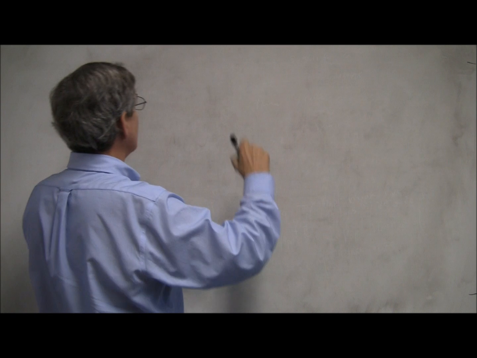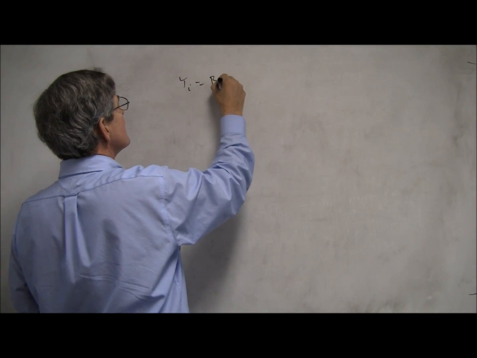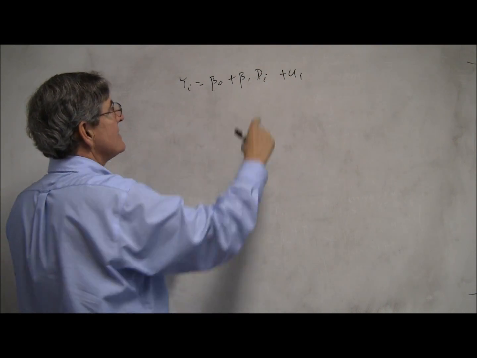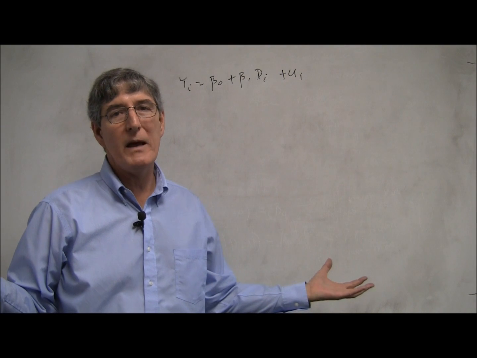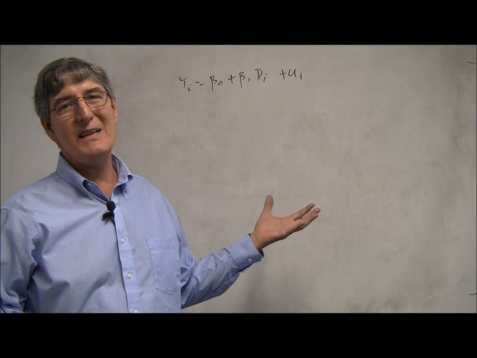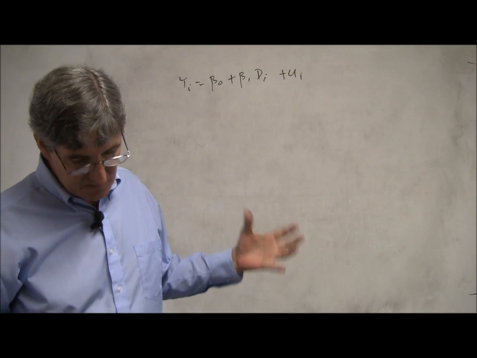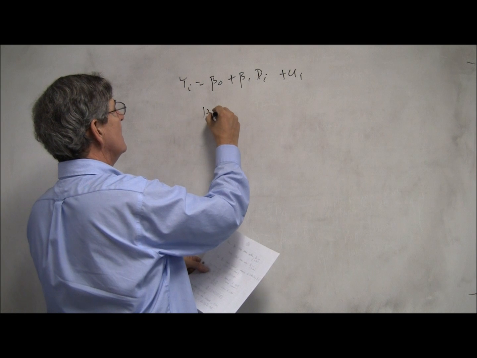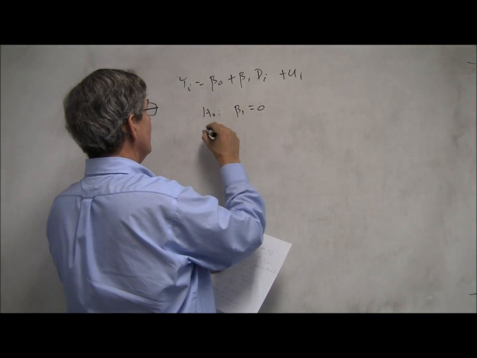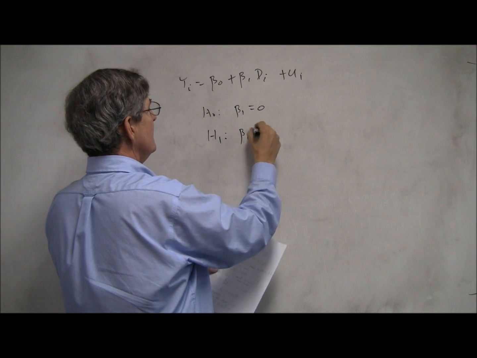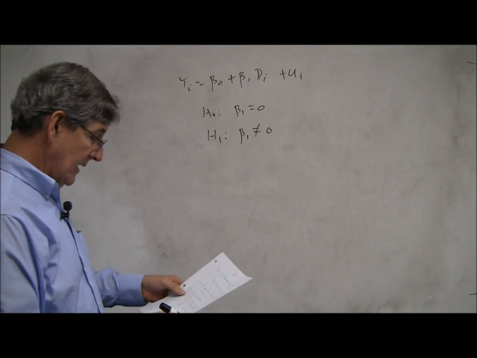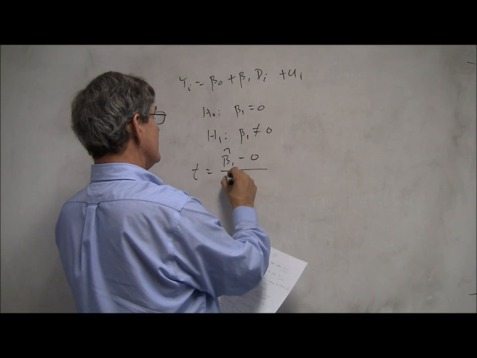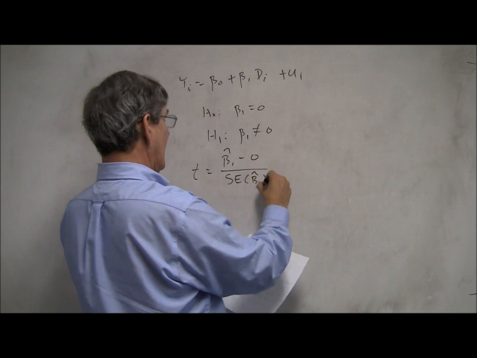So to estimate this model, Y_i is beta 0 plus beta 1 D_i plus u_i, you just treat D_i like X_i. All the same formula for beta 1 hat works, same formula for t's work, same formula for confidence intervals work. There's nothing new here. So the null that beta 1 equals 0 versus the alternative, the two-sided, you could do a one-sided too, but we'll do a 2-sided, that it's not equal to 0. The t will be beta 1 hat minus 0 over the standard error of beta 1 hat.